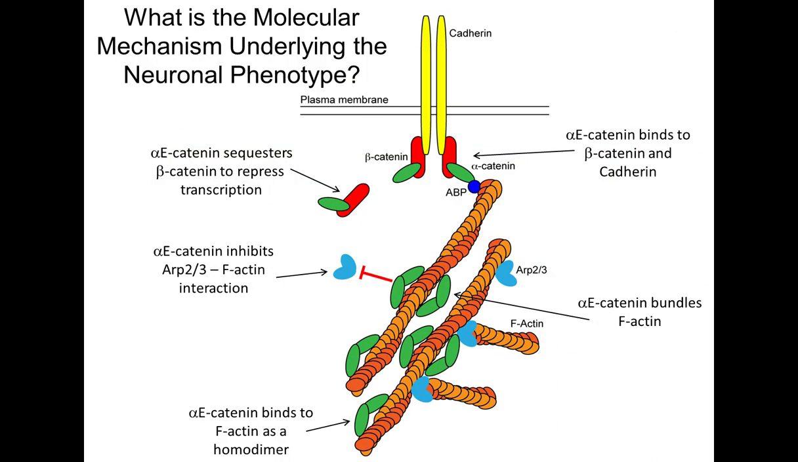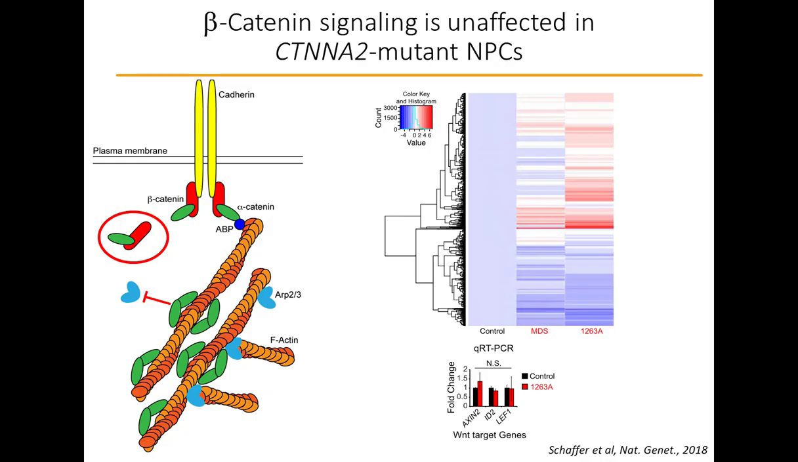So next we wanted to use these cells to study the disease mechanism. The homologue of alpha-N-Catenin, alpha-E-Catenin, has been well studied in epithelial tissues and has been shown to regulate beta-catenin target gene expression, bind beta-catenin and cadherin to control epithelial adhesion, bind and bundle actin filaments, as well as inhibit ARP2/3 polymerization activity. Therefore, we wanted to test whether any of these cellular processes were disrupted in the alpha-catenin mutant cells.